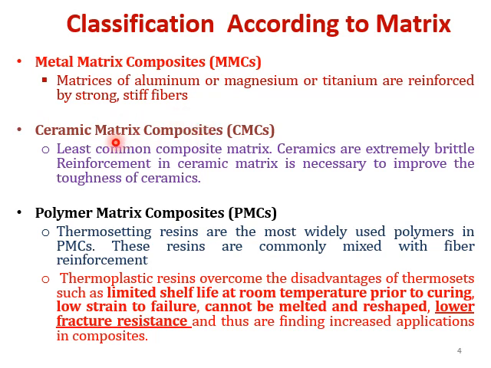Similarly, ceramic matrix composites are the least common composite matrix. The main problem with ceramic matrices or ceramic materials is that they are extremely brittle. So ceramic matrices are usually reinforced in order to increase their toughness, or increase their energy absorption, or increase their resistance to propagation of cracks, right? So the least common composite matrices are ceramic matrix composites, and ceramics are extremely brittle and thereby they are reinforced in order to improve their toughness.